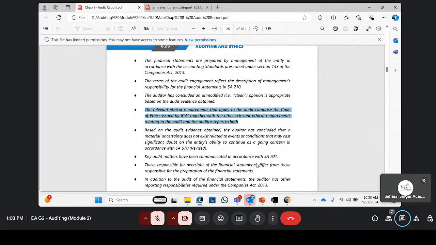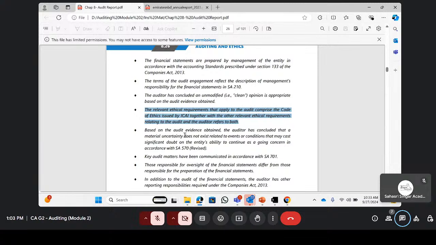The next one is basis of audit evidence obtained. The auditor has concluded that material uncertainty does not exist, which may cause significant doubt on the ability to continue as a going concern. So here you have concluded from the evidence that there is no uncertainty existing, which means that there is no impact on the going concern. It can continue for the foreseeable future without any disturbance.